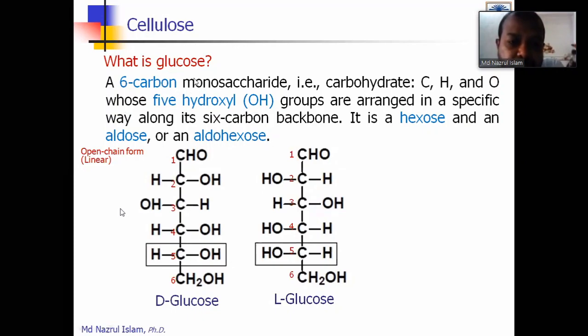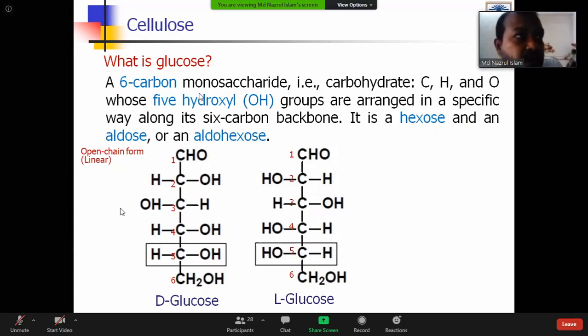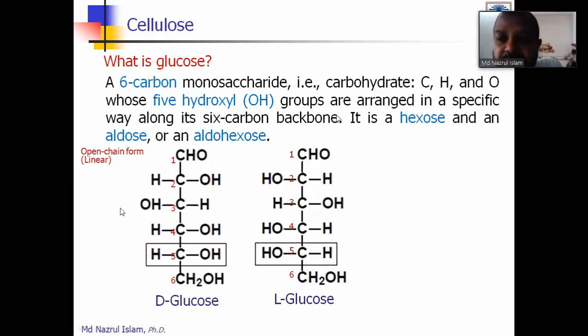In glucose there are 5 hydroxyl functional groups, and it is made from 6 carbons, and those groups are arranged in a very specific way. On the carbon backbone, the hydroxyl functional groups are connected to each other. Because it is made from 6 carbon, we say it is a hexose, because if it were made from 5 carbon, we would say it is a pentose. And because of that, it is an aldose.